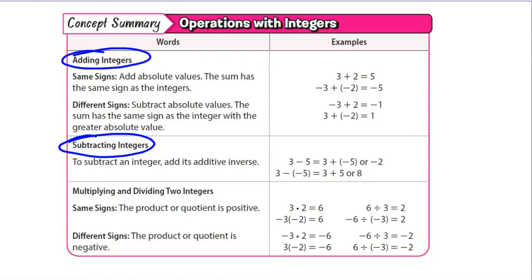And then in the last 2 lessons, we talked about multiplying and dividing, and they have the same rules: same signs, it's going to end up positive. Different signs, they're going to end up negative.